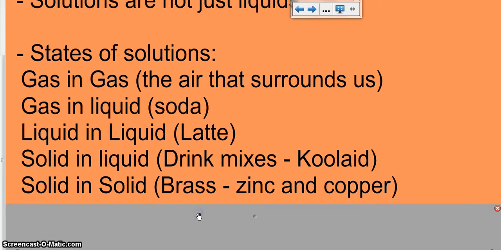Solid in solid, excuse me. Brass is a combination of 2 things, zinc and copper. So they're 2 metals that are combined together to make brass.